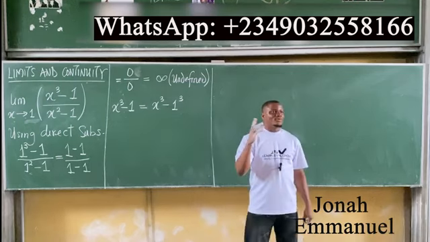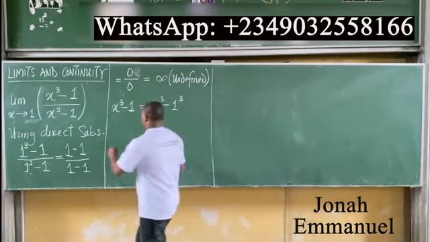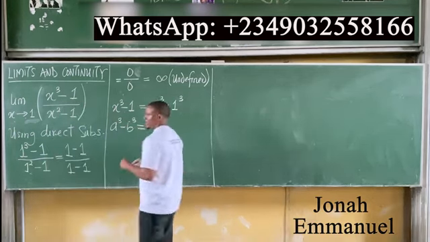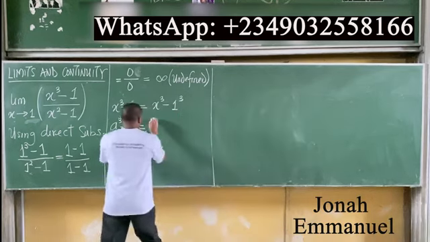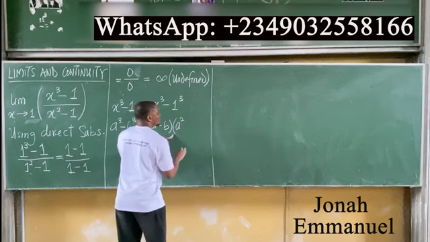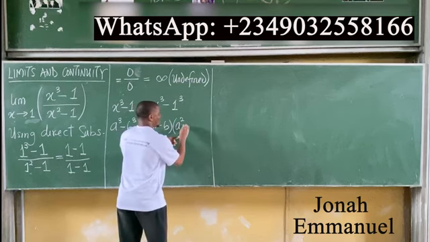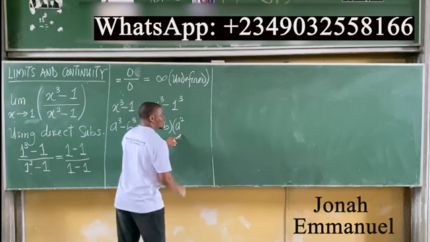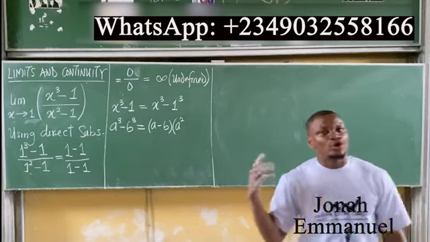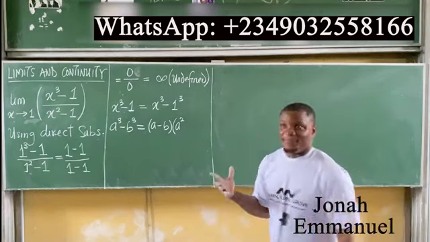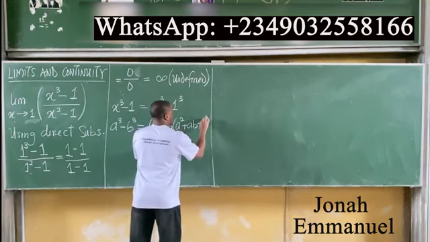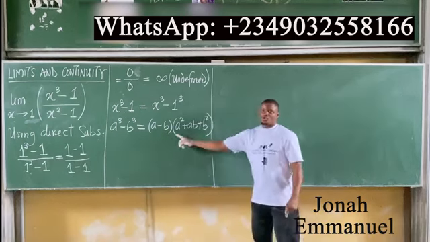Now, what's the difference of 2 cubes? If I have a cubed minus b cubed, what will this give me? If I expand this, what do you have there? This gives you a minus b into a squared. Hold on. This is difference of 2 cubes, not difference of 2 squares. This gives you plus what there? ab plus b squared. This is the difference of 2 cubes.